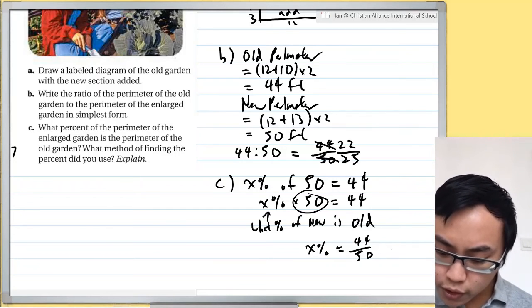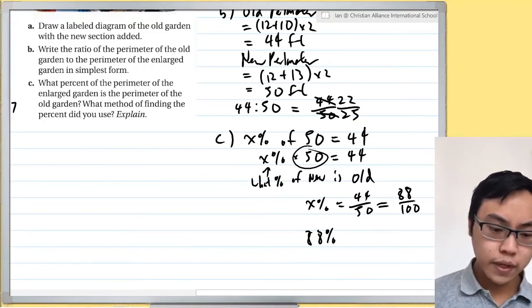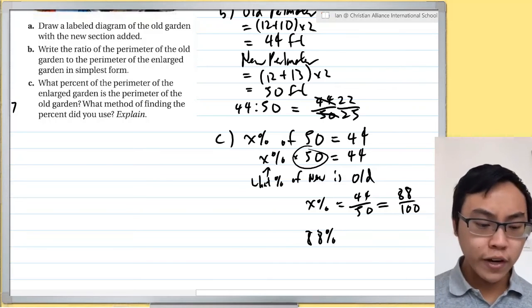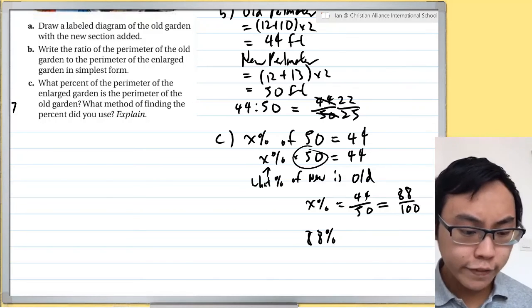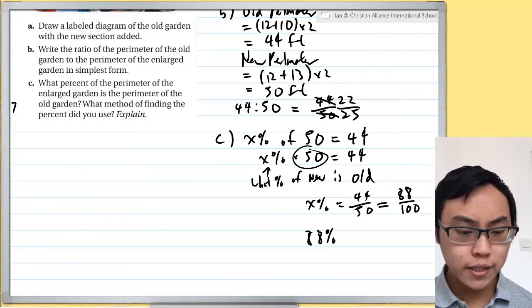And then we can change that to out of 100. That's 88 out of 100, which is 88%. And that's how we find the percentage of the enlarged garden. So 88% of the enlarged garden is the old garden.